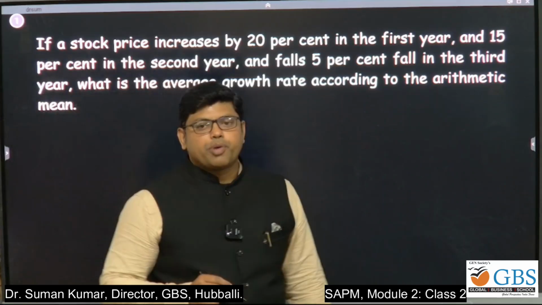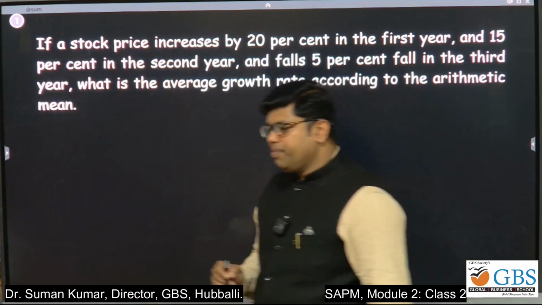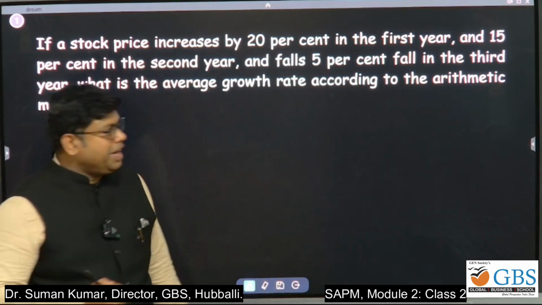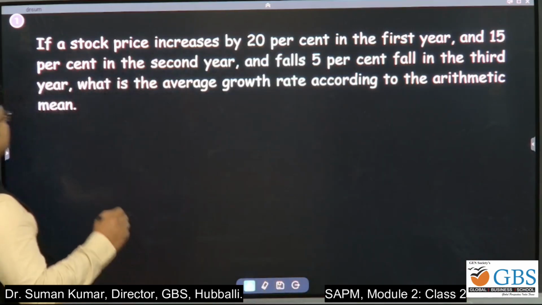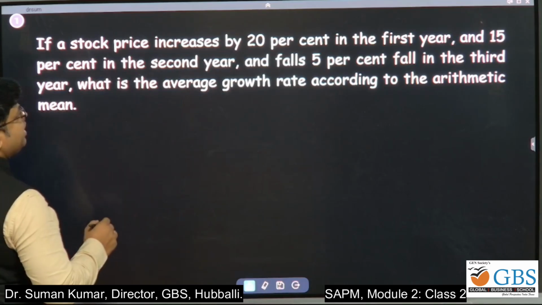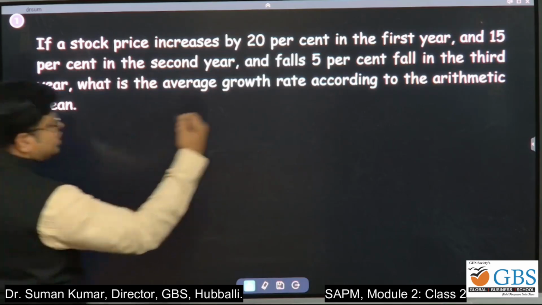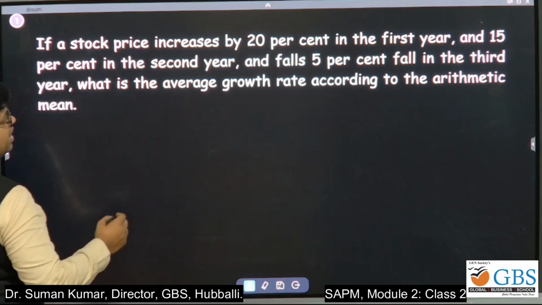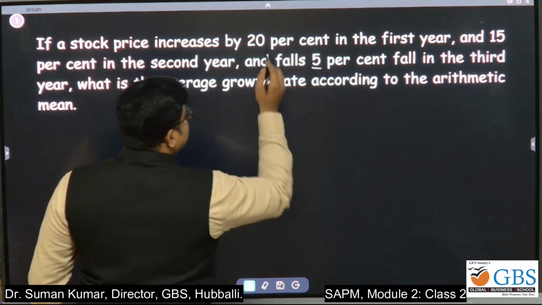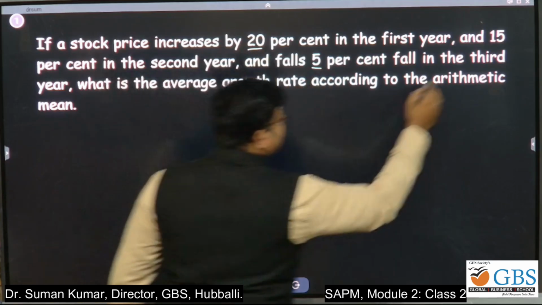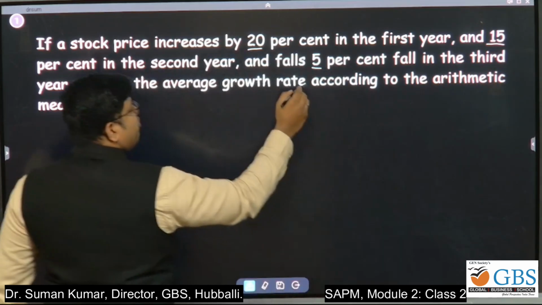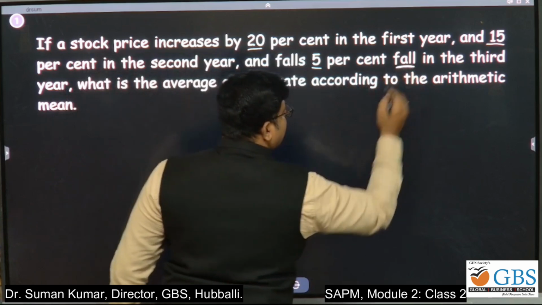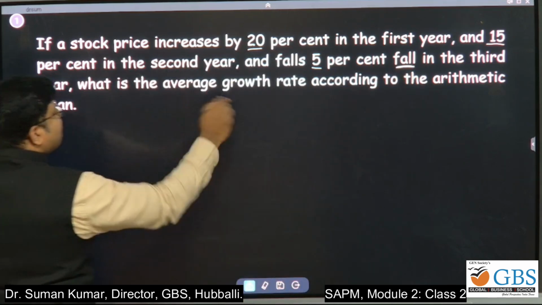Let me solve one more problem, a very easy problem. First let me read out the question, then I'll be solving. If a stock price increased by 20% in the first year and 15% in the second year, and then a 5% fall in the third year, what is the average?